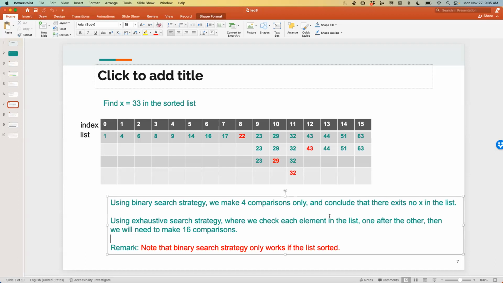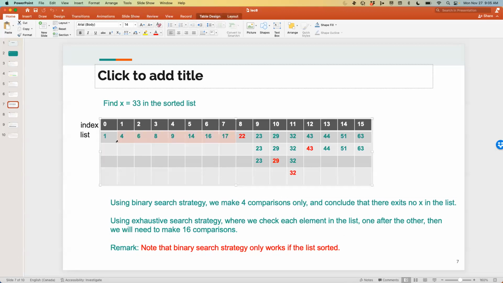If the list is sorted, we can rule out the first half or the second half. We can't say that when it's not sorted. When it's not sorted, we lose the property that we can rule out the first half or the second half, because some of the numbers could actually still exist here if it's not sorted.